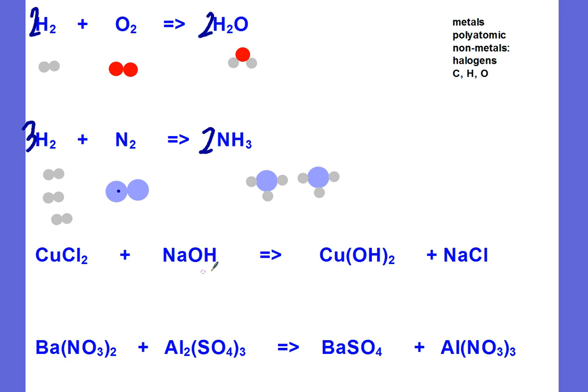In the left-hand side of the equation, I've got 1 copper, CuCl2. On the right-hand side, I've got 1 copper. So right now, copper seems balanced. I've got 1 copper on both sides. Look at sodium, the next metal. I've got 1 sodium on the left-hand side, 1 sodium on the right-hand side. Sodium seems to be balanced. So let's look at the other things.